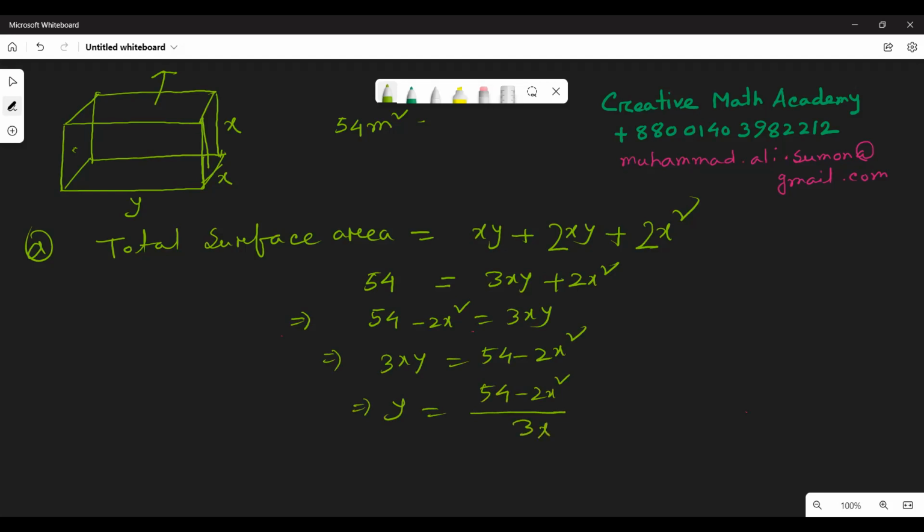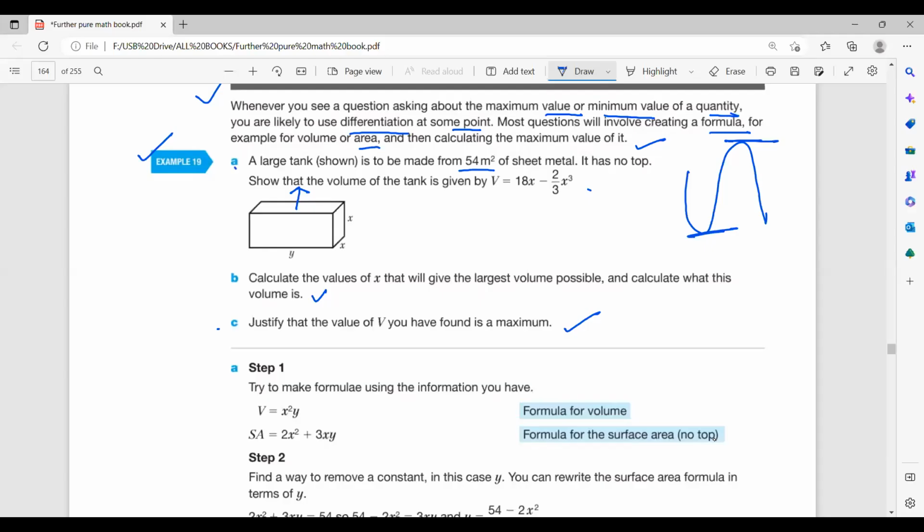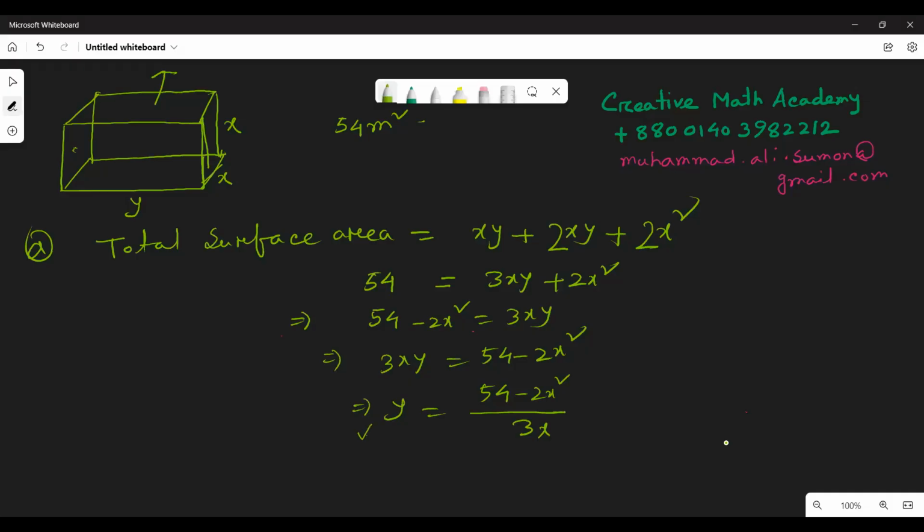The question is why we make y the subject. Now see, in question A, we have to find the volume, where there is no y. It will be 18x minus 2 by 3x cubed. So we have to substitute this y value in the volume of the tank. So what is the volume of this tank? Volume of tank will be y into x square.